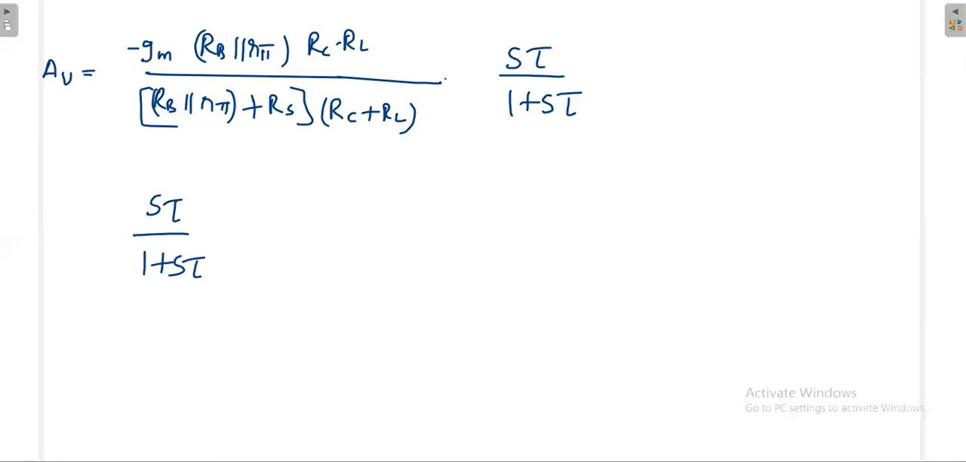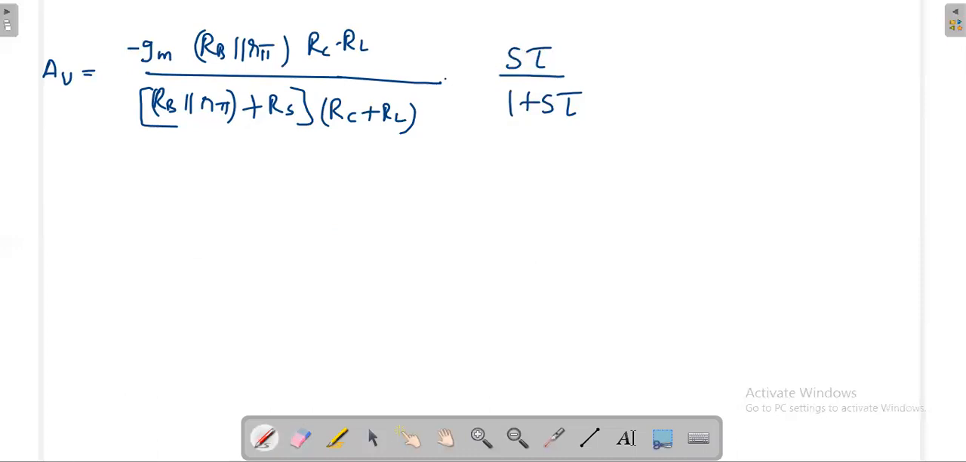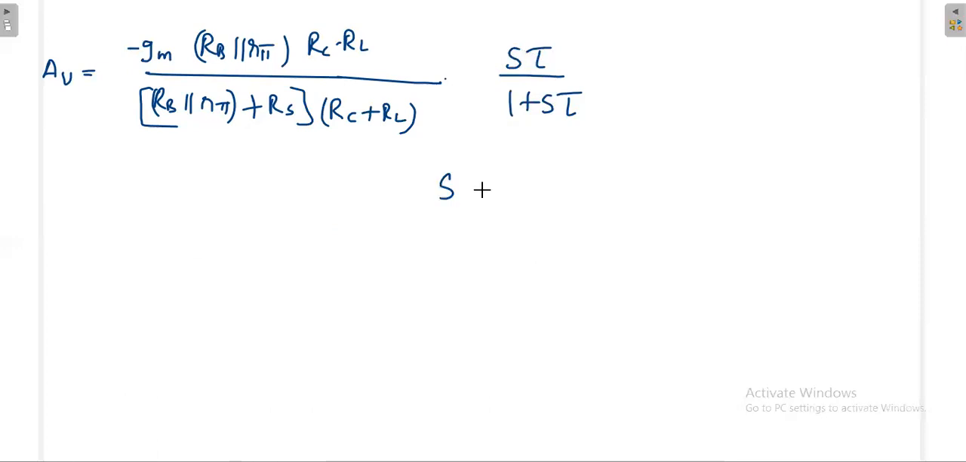When s is equal to 0, what is happening? I'm going to analyze the nature of this one only. When s is equal to 0, at low frequency, the function is 0. When s is very high, then it will provide some gain, because you have to modify this equation and then you'll get some answer. That means it is acting with a high pass filter nature.